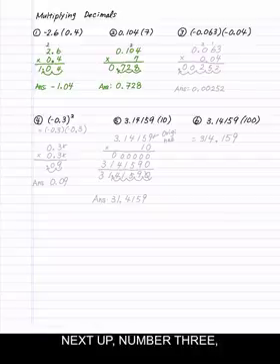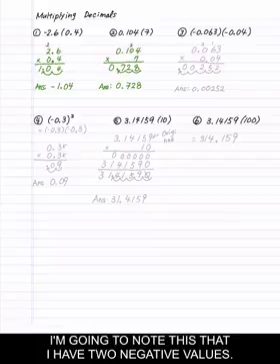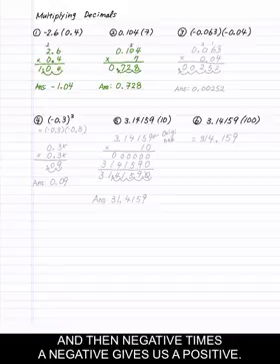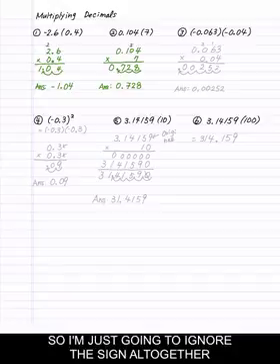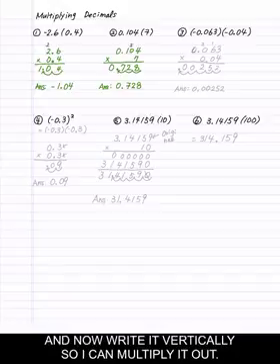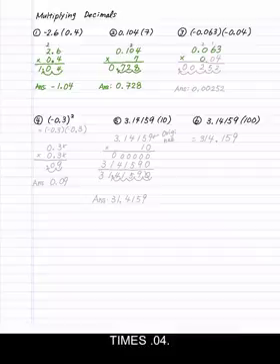Next up, number 3, I'm going to notice that I have 2 negative values. And a negative times a negative gives us a positive. So I'm just going to ignore the sign altogether and now write it vertically so I can multiply it out. Times 0.04.